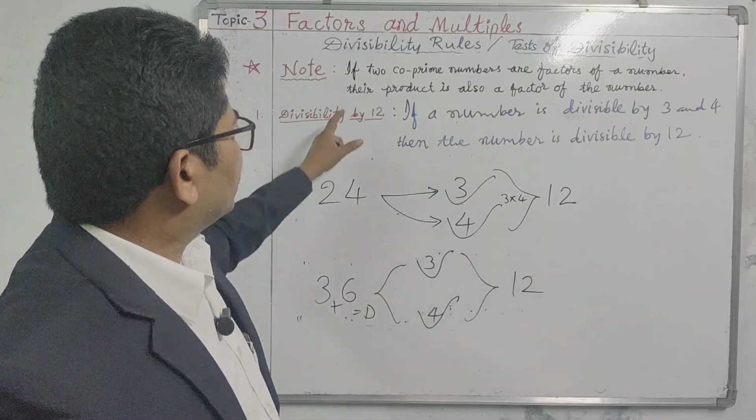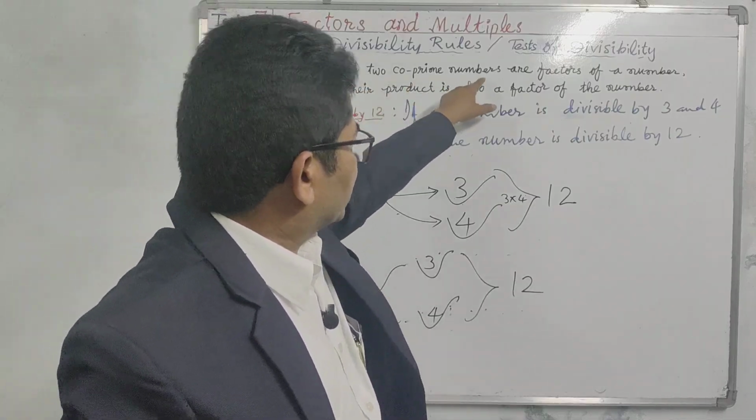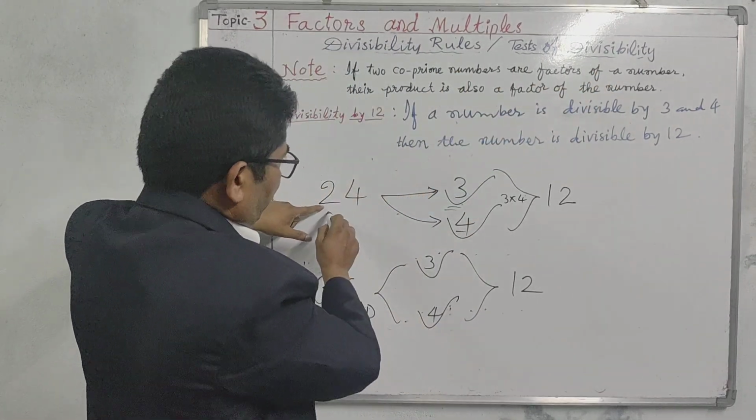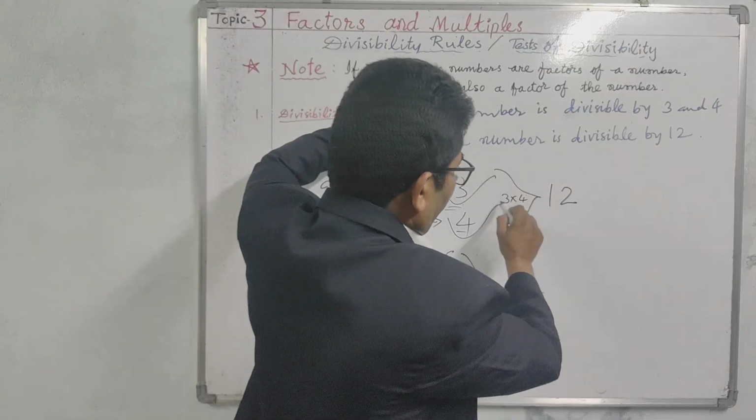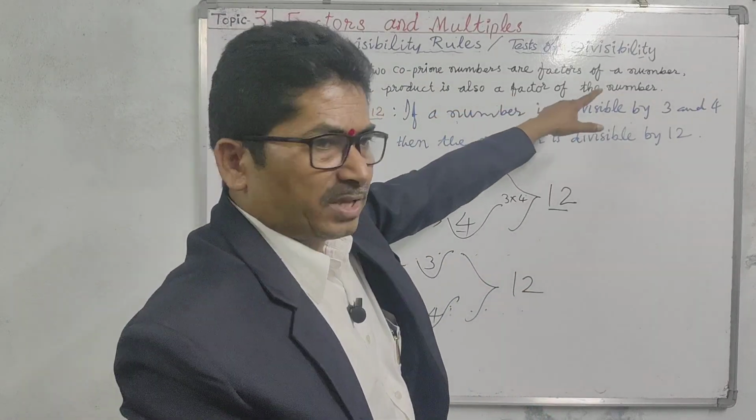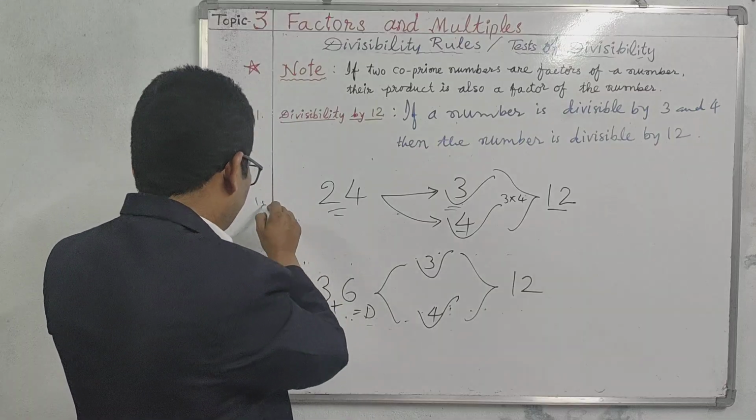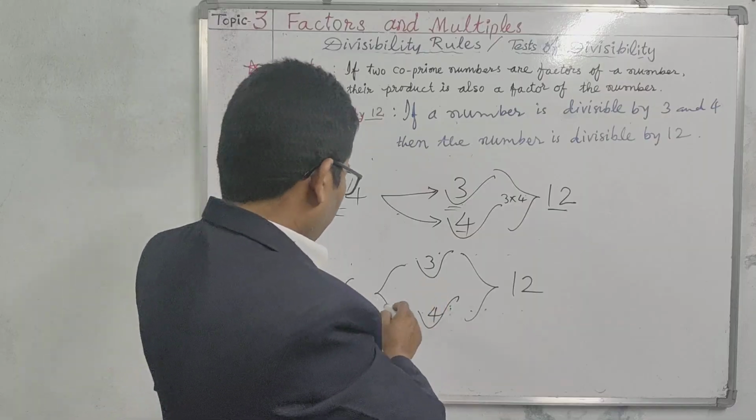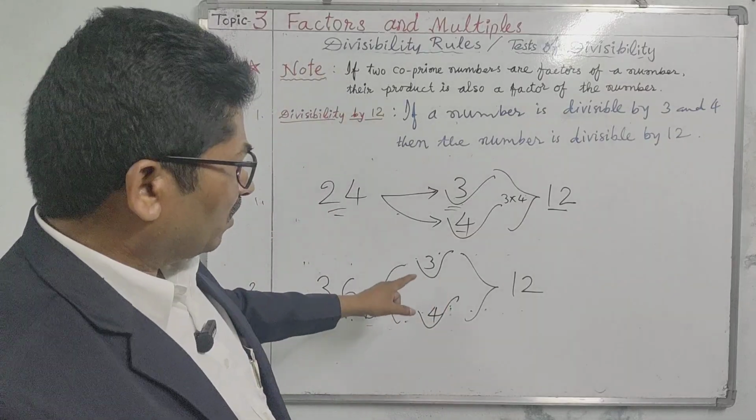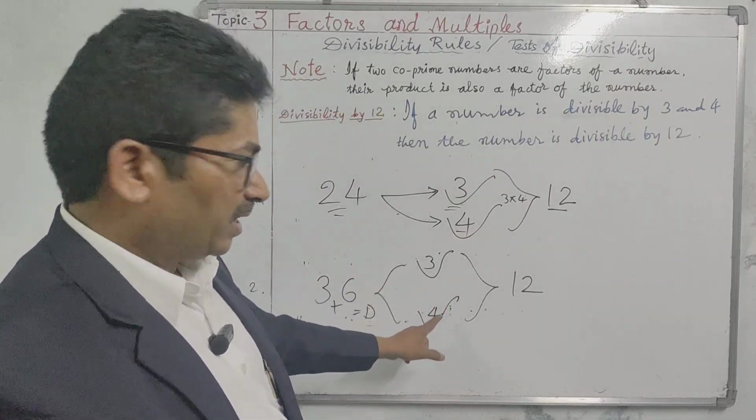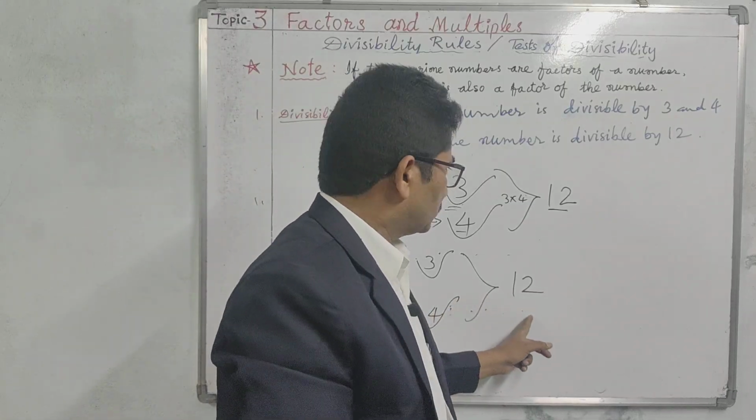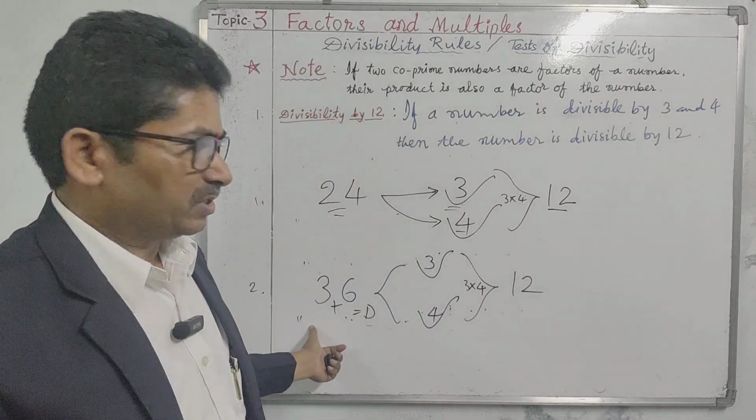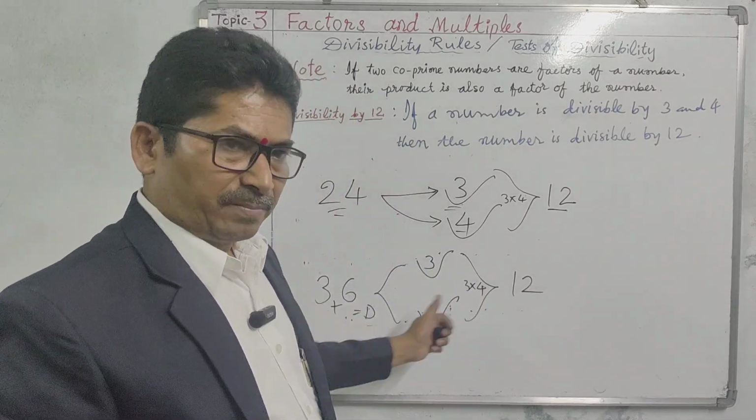So this is the concept. If two co-prime numbers are factors of a number, their product, 3 4s are 12, is also a factor of the number. This is one example. Second example, 36. Factors of 36 are 3 and 4. Their product, 3 4s are 12, also divides 36. So that's why 12 is also a factor of 36.